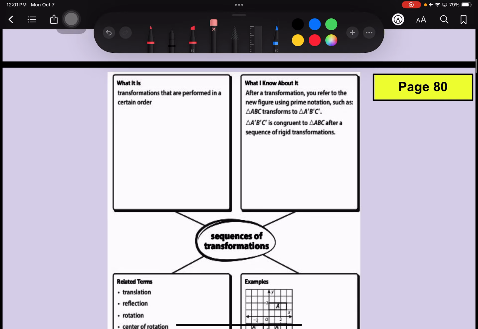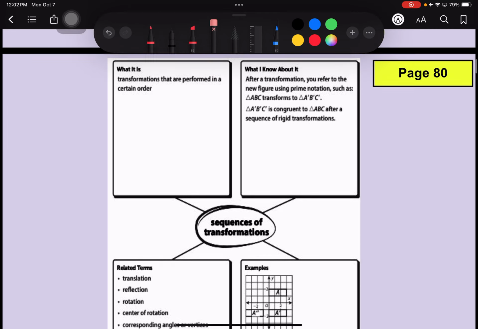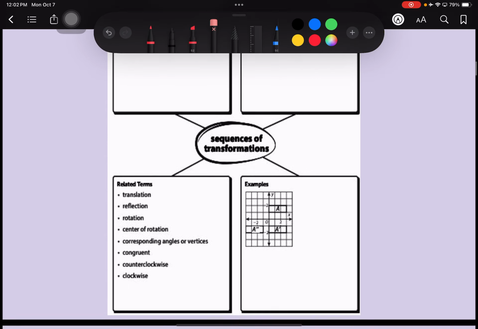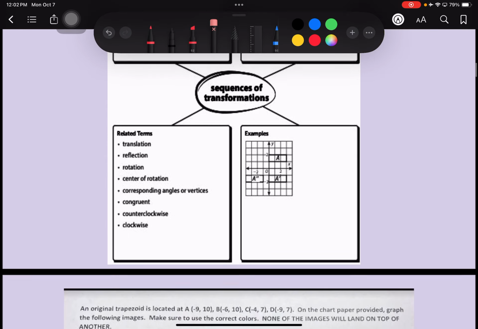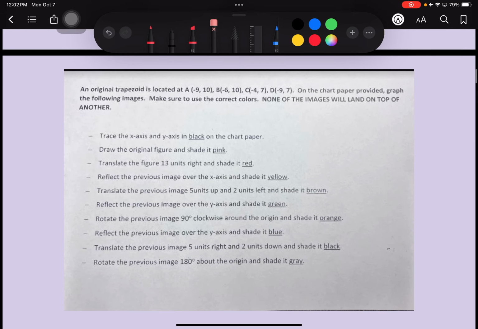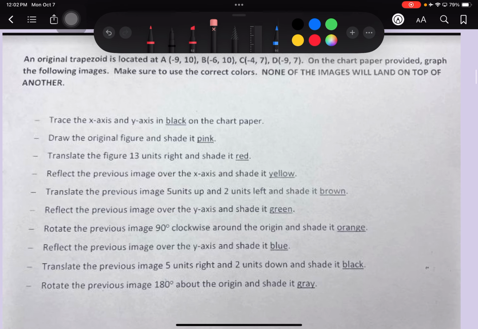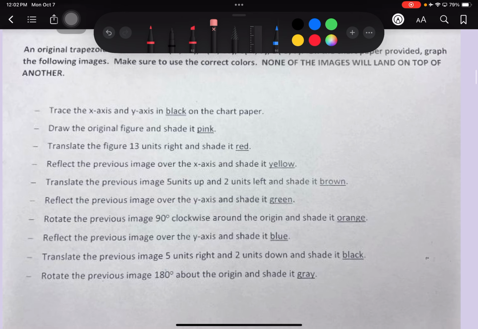All right. So this right here is what you're going to have. We're going to talk about sequences of transformations. We're not going to do that today, but you will do sequences of transformations in this unit. And this is your project that you have right here. You need your own color pencils. I will give you graph paper that you need. You're going to graph the following images and you're going to put them in a correct order.